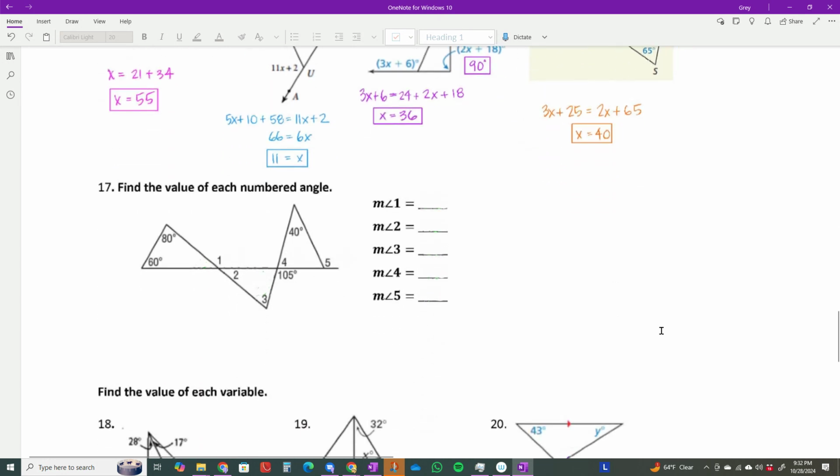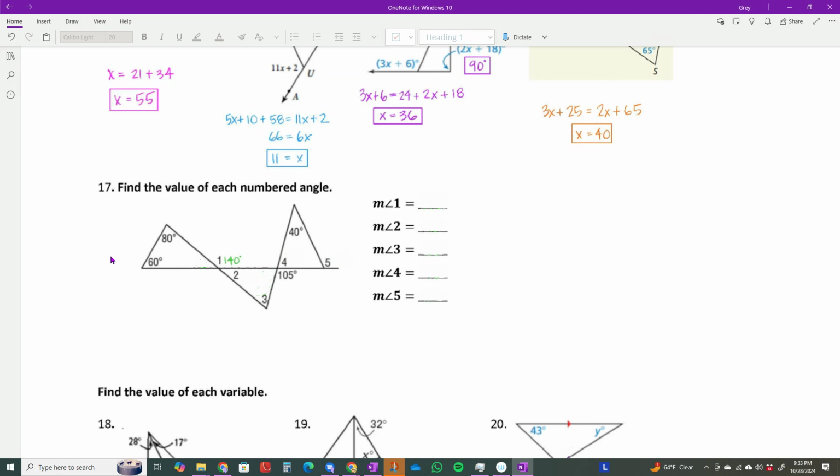All right, we kind of have an angle chase here. Find the value of each numbered angle. And if you know me, you know I like to do this on the angle chase and then go fill in the blanks. So I know that angle 1 is an exterior angle. This is an exterior angle to these two remote interior. So that means that angle 1 is 140 degrees. I add those up.